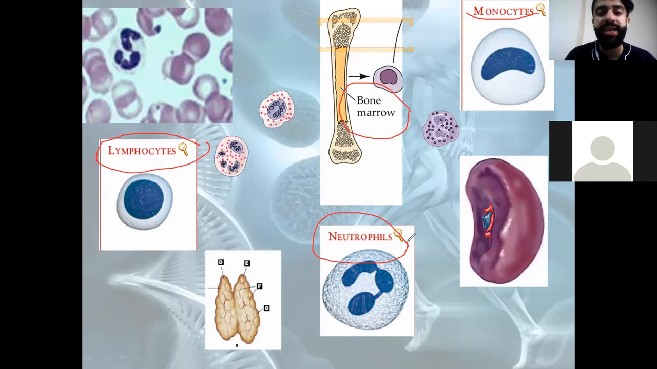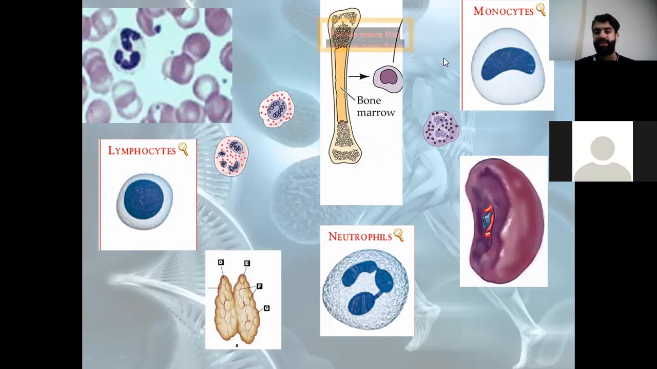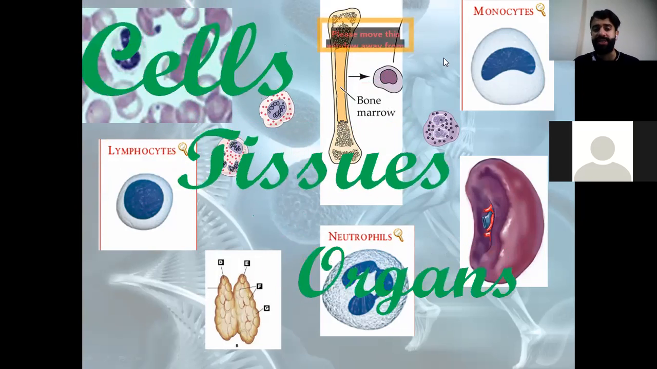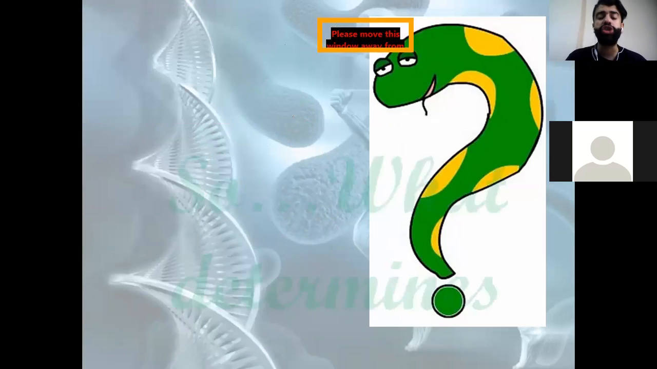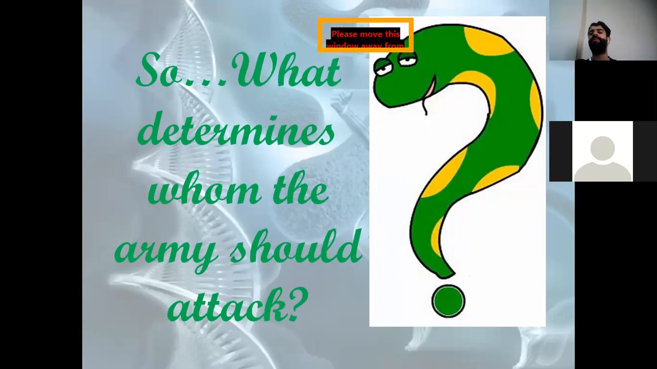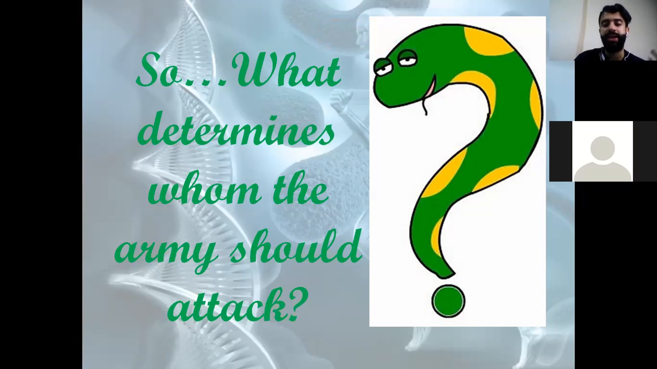So the immune system is composed of different cells and different units. We have different cells, different tissues, and then different organs. So what determines whom the army should attack? Anyone have an idea? How does the immune system know if these cells belong to my body or not? How does my body know that this is non-self and I have to attack it, and this is self and I don't have to attack it?